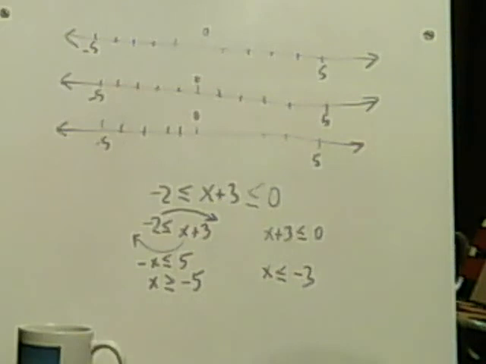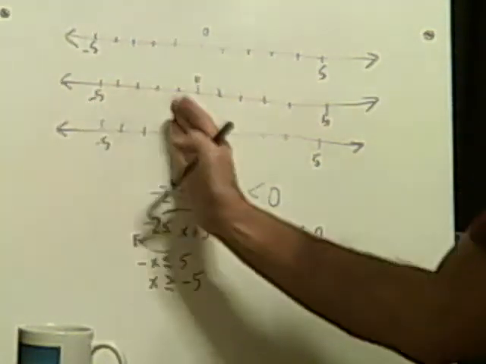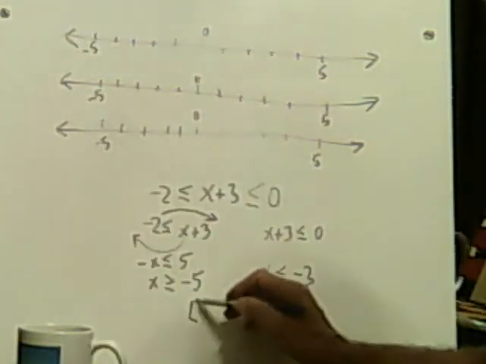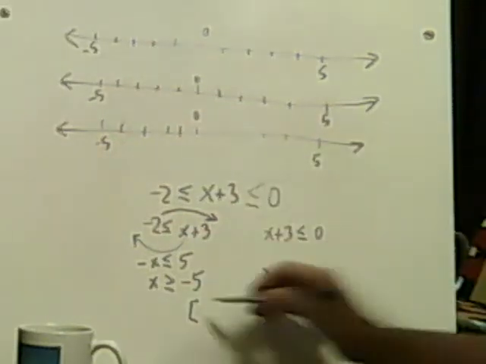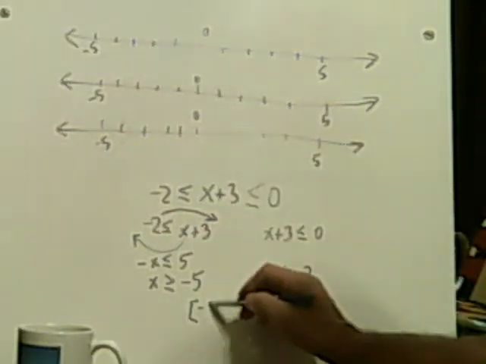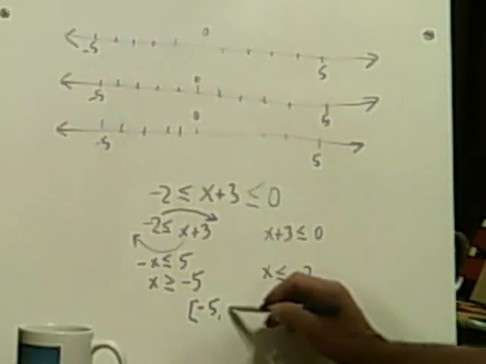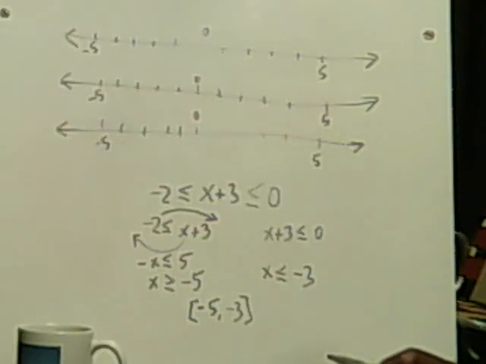So, you can see up here on the number line, x is going to be greater than or equal to negative 5, but less than or equal to negative 3. So it's going to be a closed bracket, or that is a closed interval with a square bracket, and it's going to go between negative 5 and negative 3. Okay, that was number 26.